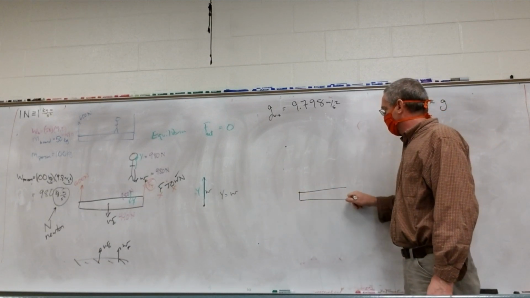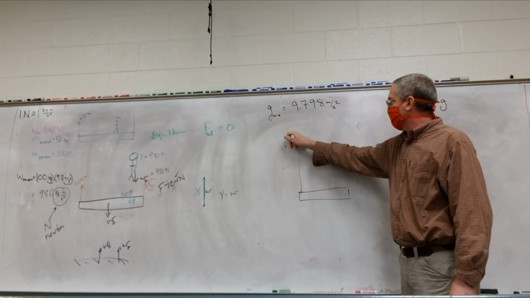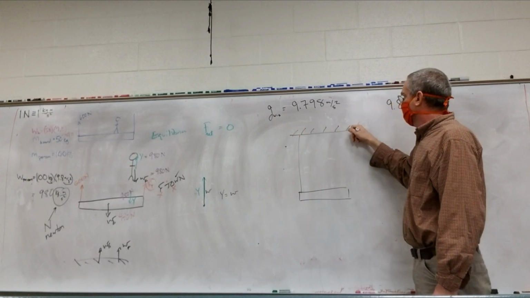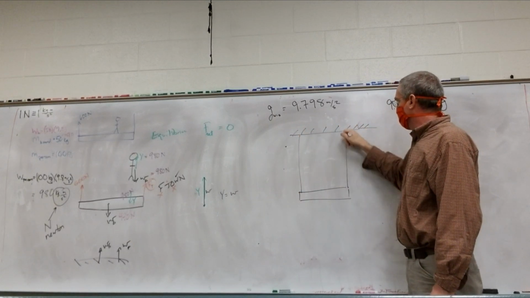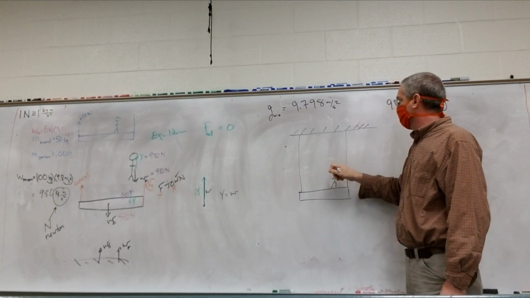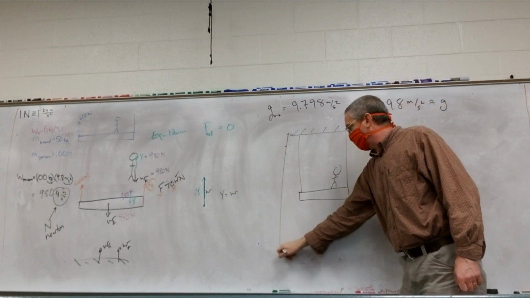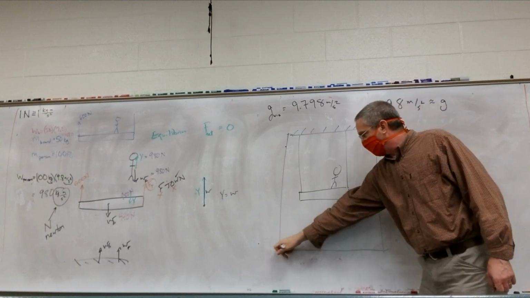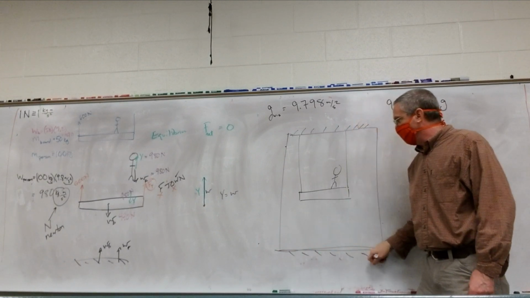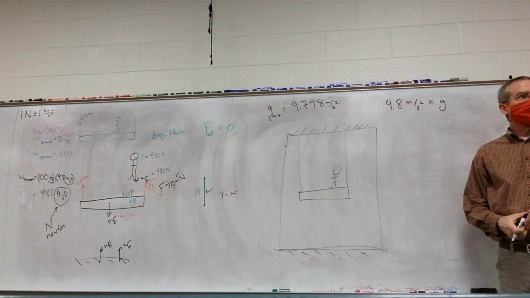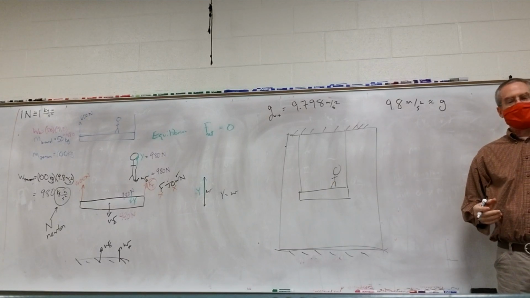So I have some sort of board here. This is attached to a ceiling up above it. I have a person standing on the board. This is attached to, let's say, part of a building, and then I have ground down here. So I think this is self-contained at this point.